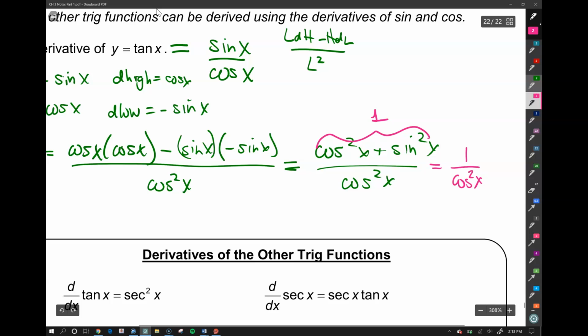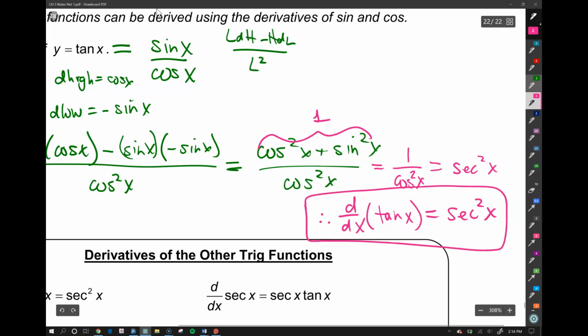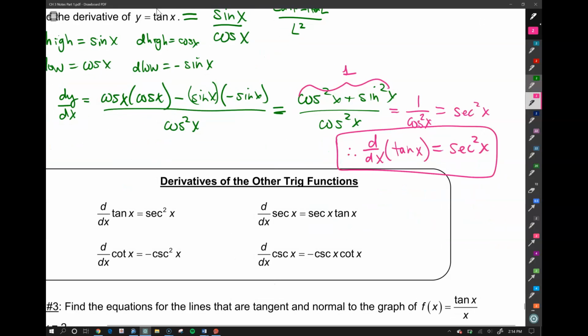What is this in terms of an actual trig function, not with a fraction? Secant squared x. It's equal to secant squared x. So guess what? You just found d/dx of tan x. Literally, the derivative of tangent is equal to secant squared x. Awesome. Oh, surprise, it was literally right here the whole time. Cool. All right, the other derivatives. Derivative of secant is just going to be secant times tangent.